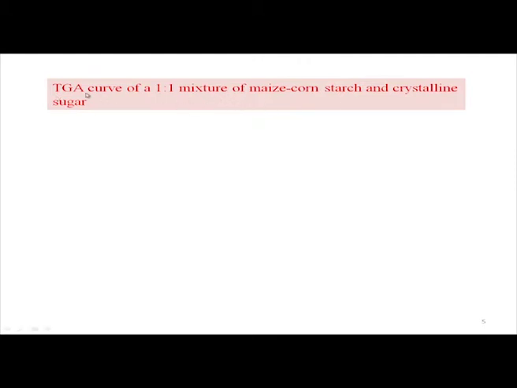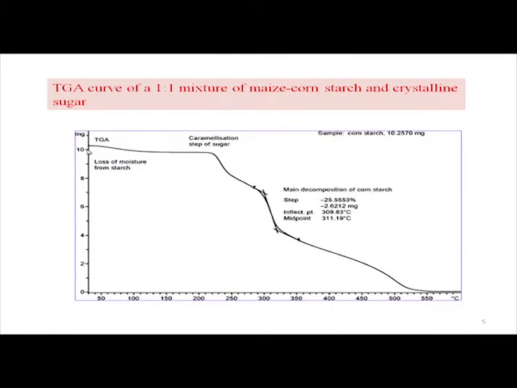We now see the TGA curve of a mixture of maize and corn starch and crystalline sugar. So, you have the starch and the sugar. If we have the mixture of these, as we have seen above 200, we have the caramelization step for sugar. Initially we have the loss of moisture from starch. Starch has a huge amount of moisture.